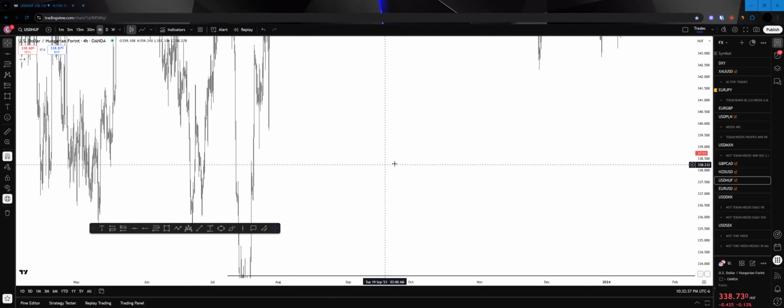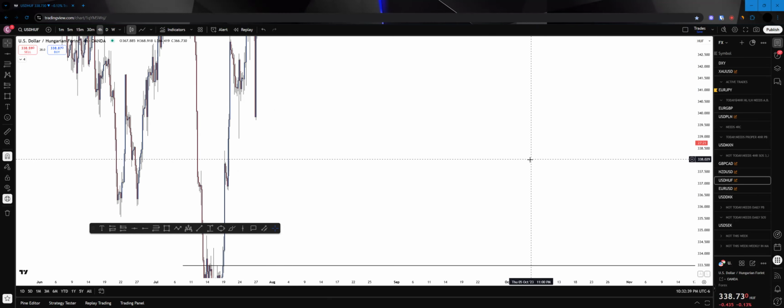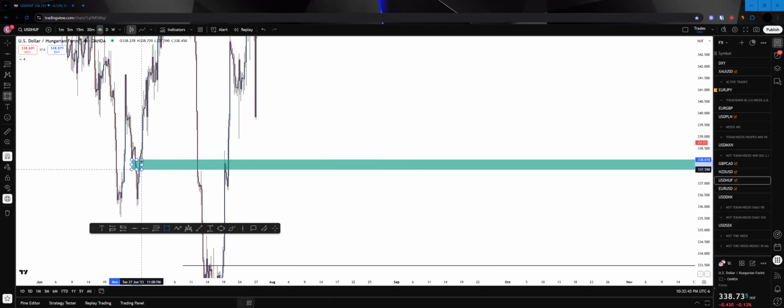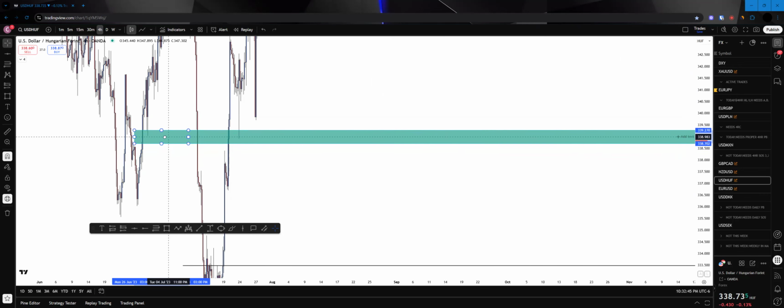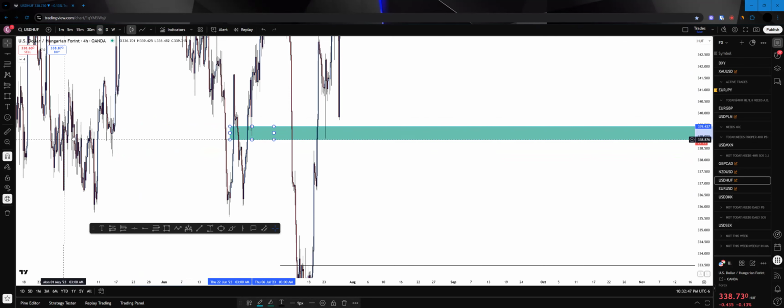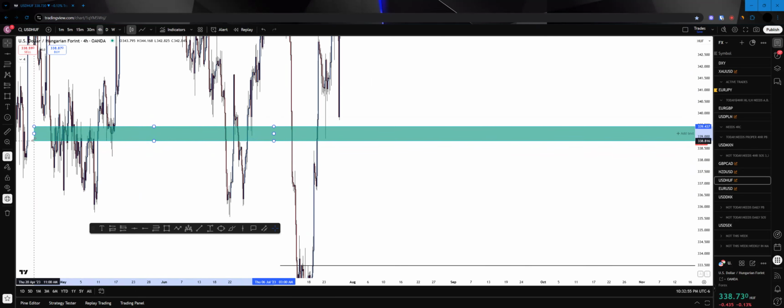2023. Let's see if there's any sort of, so there is some sort of area here. Actually, we're not even close to that. How far back is this? 2023. So there's a bunch of areas here. We basically just needed to tag like 3 points.